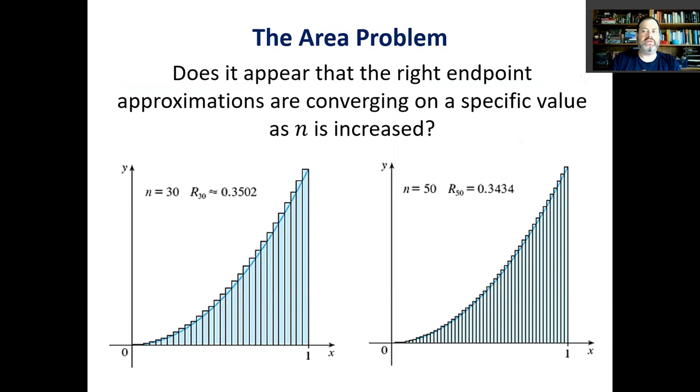So the picture on the left has 30 rectangles, the one on the right has 50, and these are right endpoint approximations. So notice there's this extra area here. Here, this is less area. So the question to you is, does it appear that this is converging on a specific value? If we were to take a right endpoint approximation and let n go to infinity, what would this R turn into? What would this number go to? Because we can see it's getting smaller. Here it's 0.35, here it's 0.34. How small can it get?